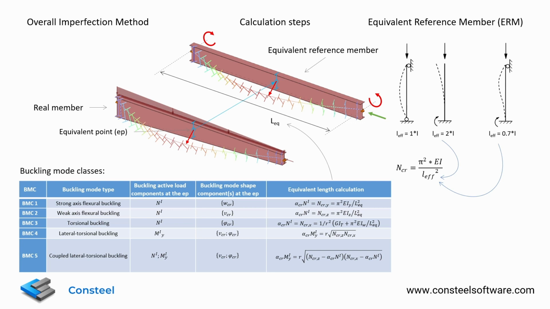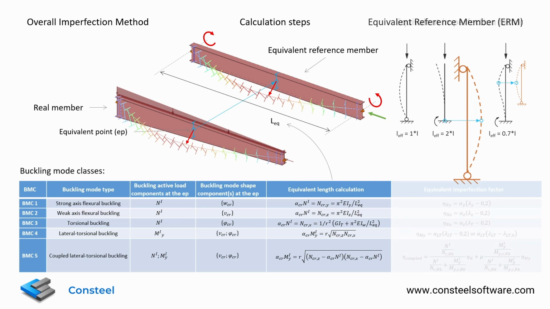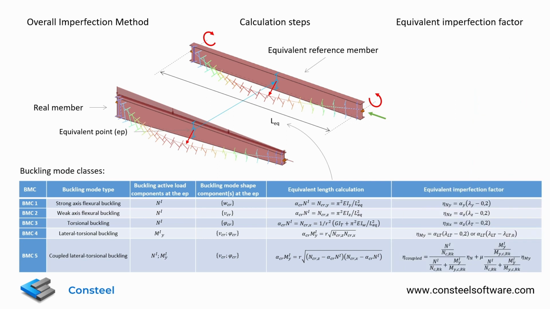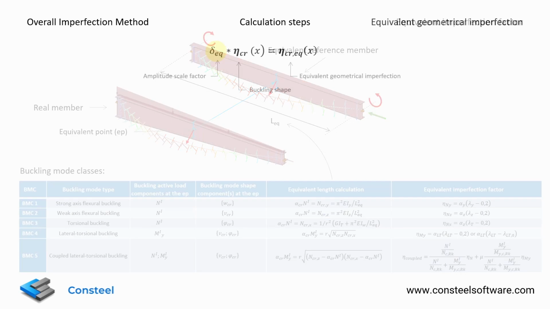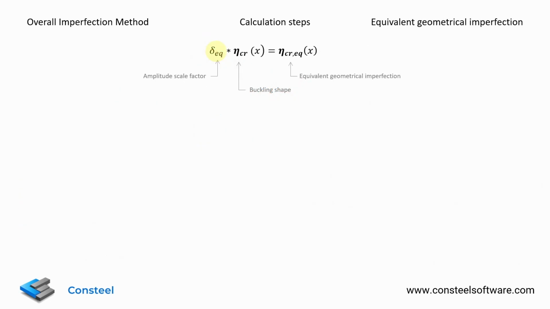determined buckling mode class. If we get back to the effective length analogy, the comparable version of the equivalent reference member would be the scaled version of the fundamental pinned-pinned buckling case. However, with the overall imperfection method, we need to consider more parameters to ensure the equivalence than just the length. Now that we have all the parameters for the reference member, the equivalent imperfection factor can be calculated based on Eurocode formulas.